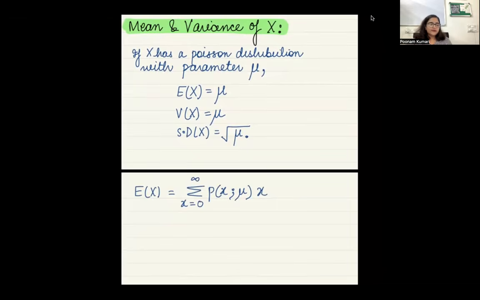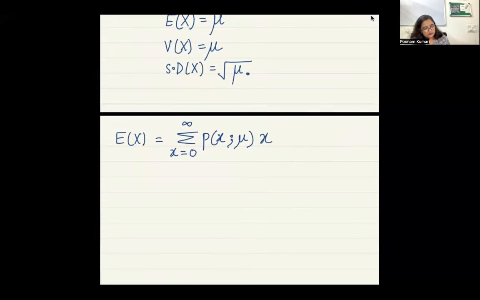Are we good this far? Okay, so what do we have to do now? What should we do? So expected value of x is what? What is this probability number? This is e power minus mu, mu raised to the power x, right? And divided by x factorial.